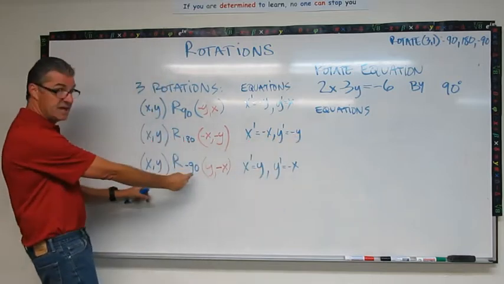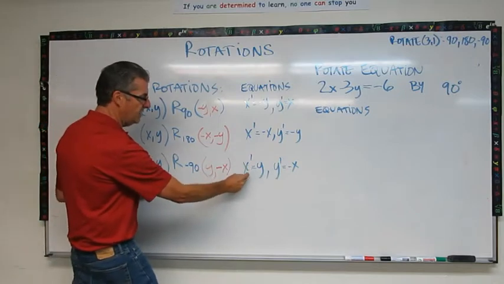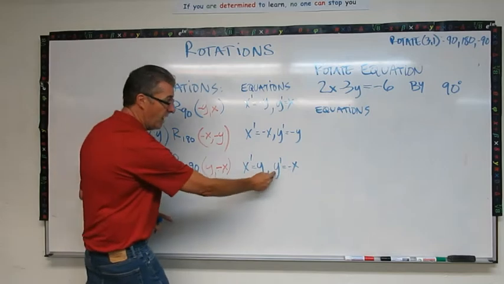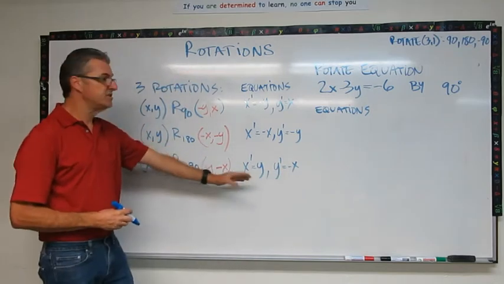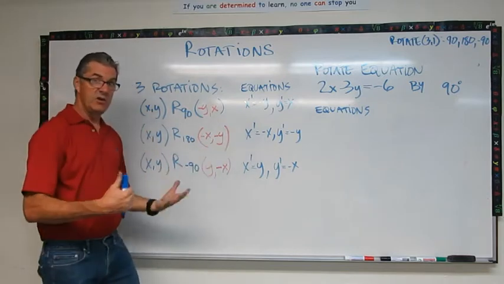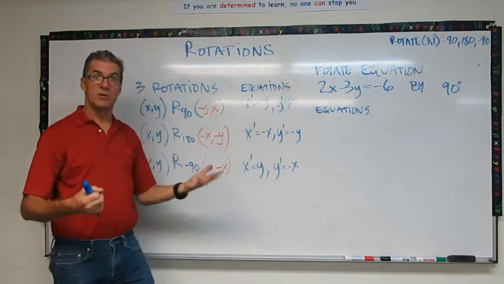Lastly, under the minus 90 degree rotation, x becomes y. So x prime equals y, and y becomes negative x. So y prime is negative x. So these are the three translation equations that come out of these rotations. Either way is a good access point for doing a problem where you're rotating an equation or a point.